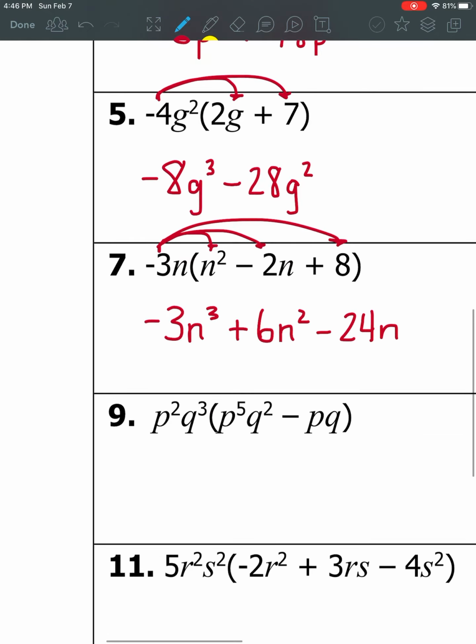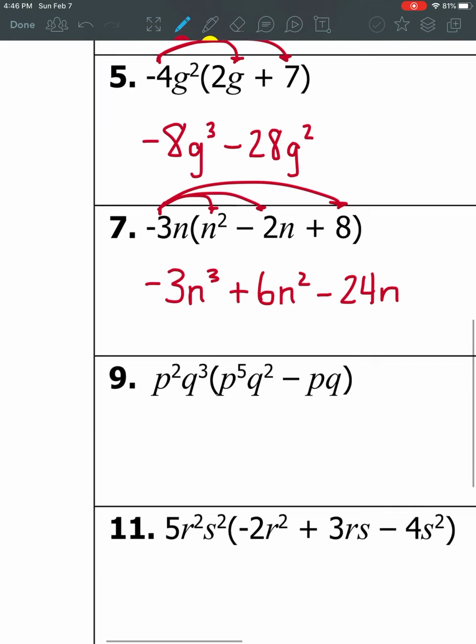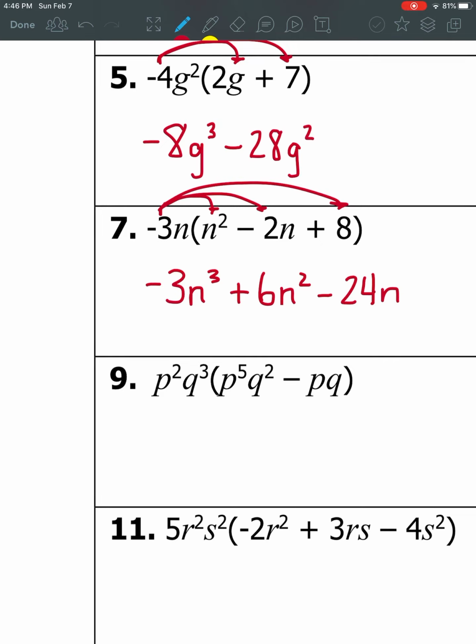So hopefully you have caught on now to this pattern. We multiply coefficients, but then we add the exponents on the variables. Now be careful here. We have p squared q cubed times p to the 5th q squared. So we can only combine our p's and our q's together. For the p, we have squared and to the 5th, so we get to the 7th. For q, we have q cubed, q squared, so we have a total of 5 q's there.